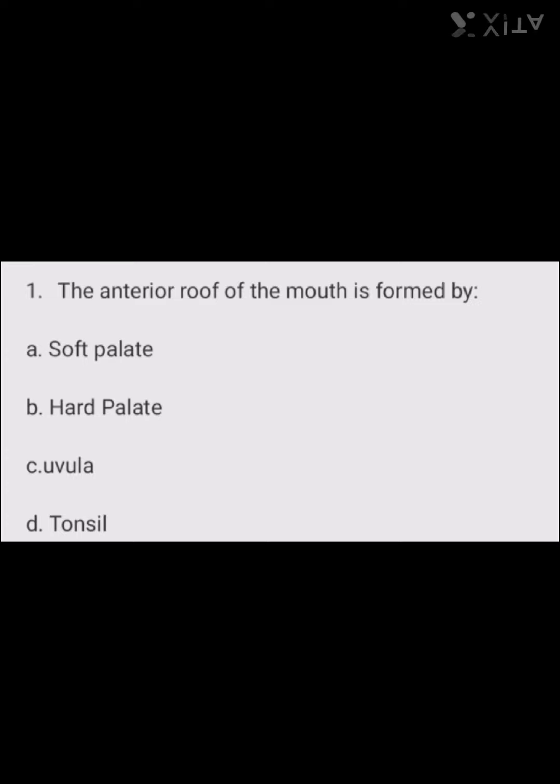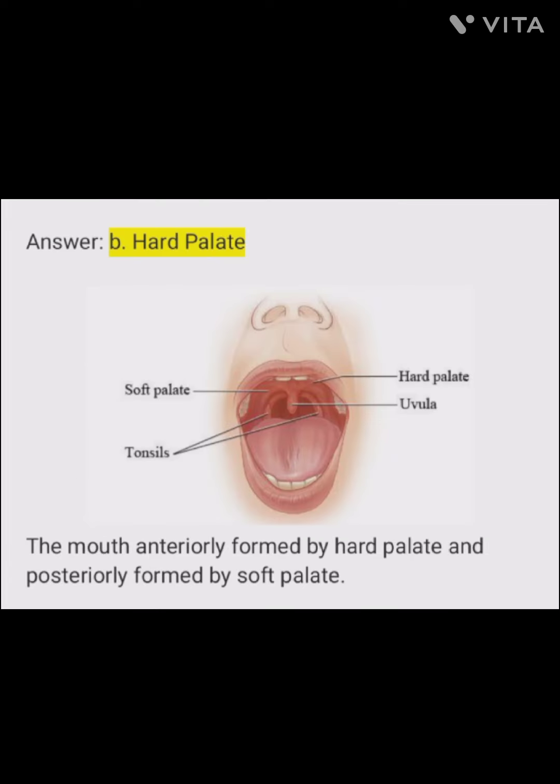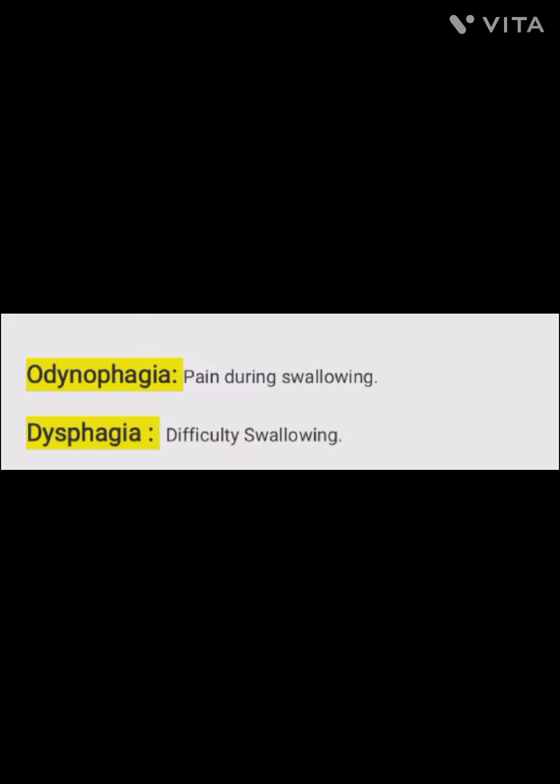The next question is, the anterior roof of the mouth is formed by soft palate, hard palate, uvula or tonsils. And the answer is hard palate. The mouth is anteriorly formed by hard palate and posteriorly formed by soft palate. The term odynophagia means pain during swallowing and the term dysphagia means difficulty swallowing.